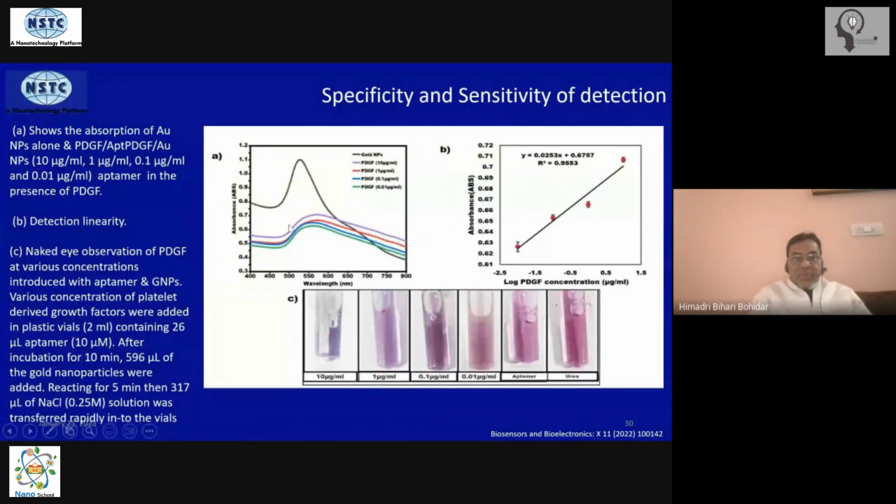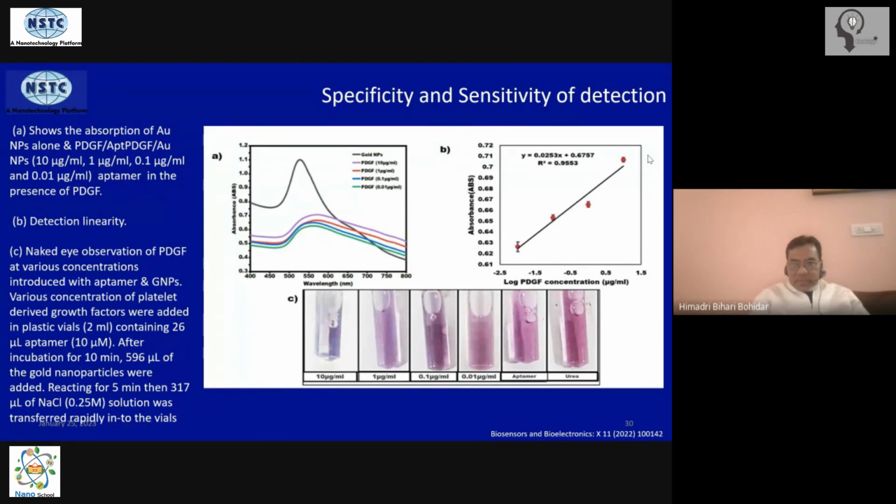So now this is the UV visible spectra of this one. Same thing that we have been saying. You have the gold nanoparticle here, PDGF added at different concentrations. And then you see their spectral behavior is completely changed. And if you just want to measure the concentration of PDGF at the 525 signature absorption wavelength, you can have an absorption versus PDGF concentration graph, which will serve as a calibration curve. You can find out the concentration of the unknown sample from there.